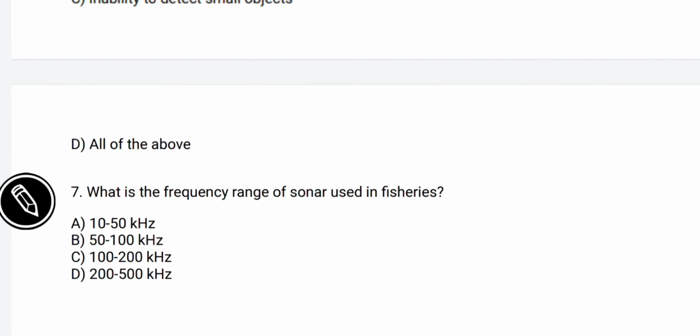What is the frequency range of sonar used in fishers?